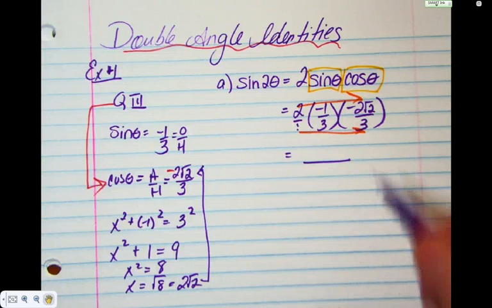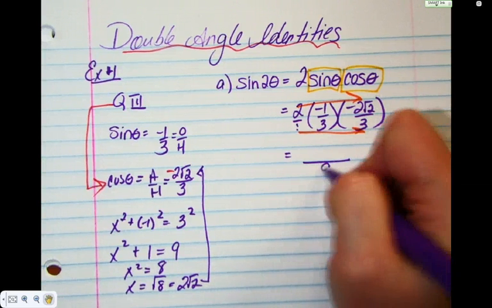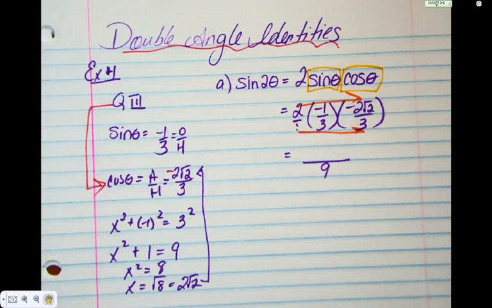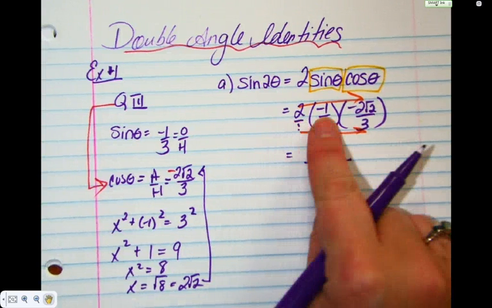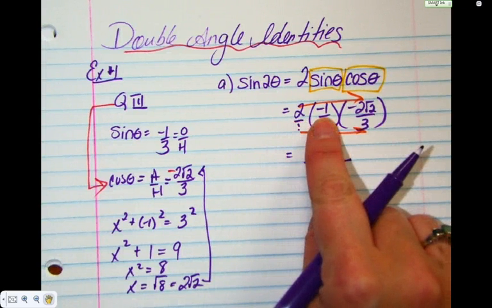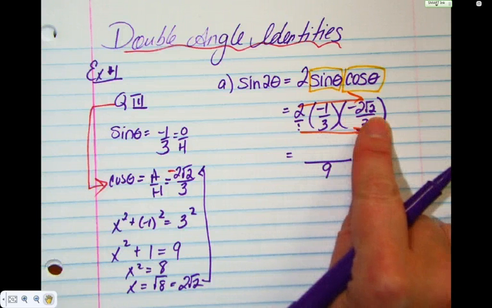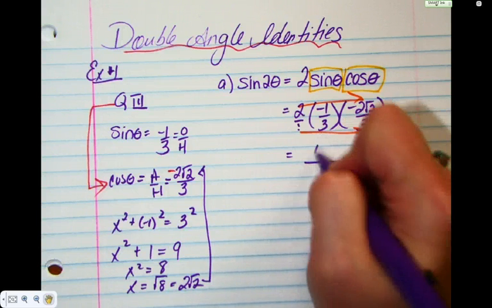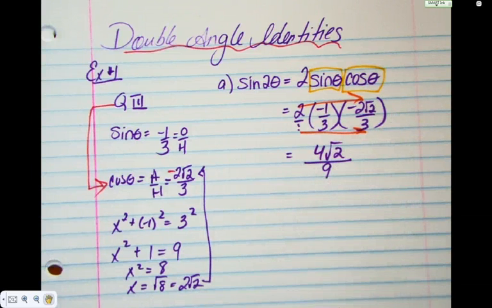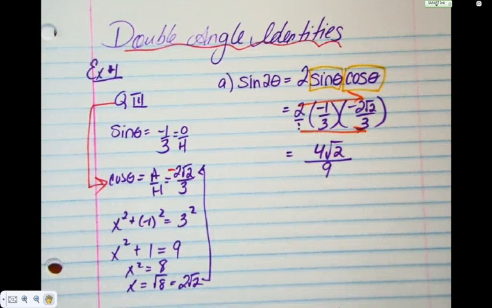Any offers? 9, yes, I will confirm that is 9. This one, don't let the root scare you. Let's just do the whole numbers first. So 2 times negative 1 times negative 2, positive 4, and what do I do with root of 2? I just leave it: 4 root 2. Can I simplify anything in there? Can I reduce 4 and 9? There's the answer of sine 2 theta.